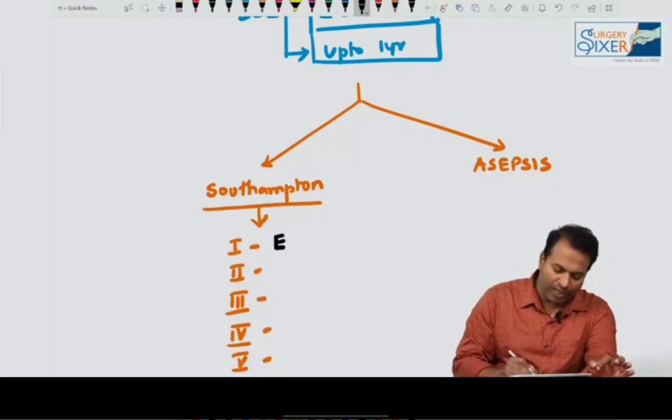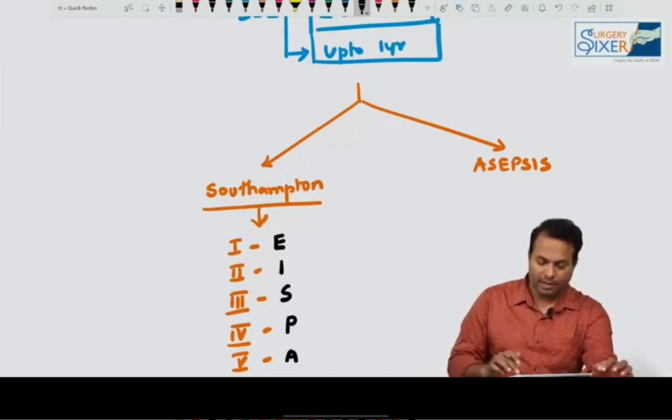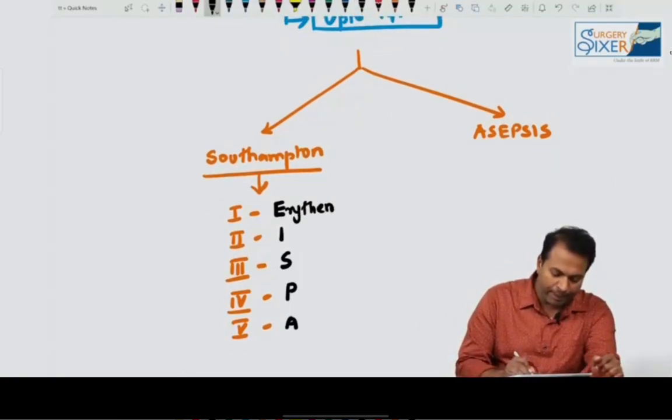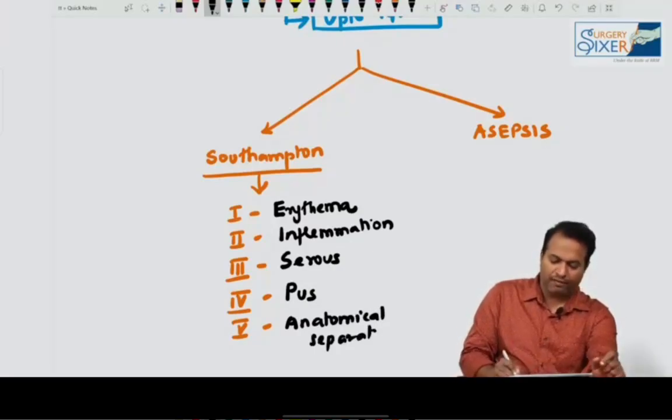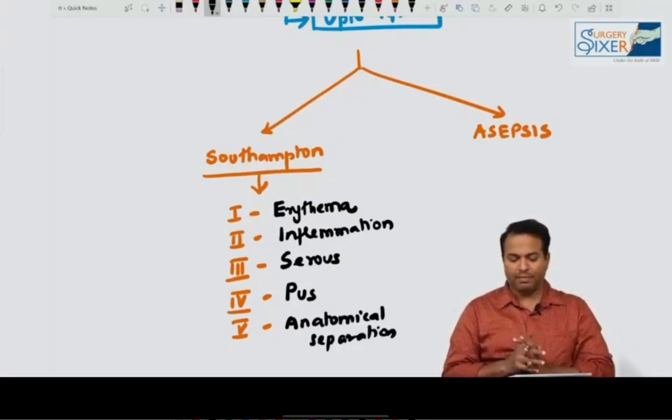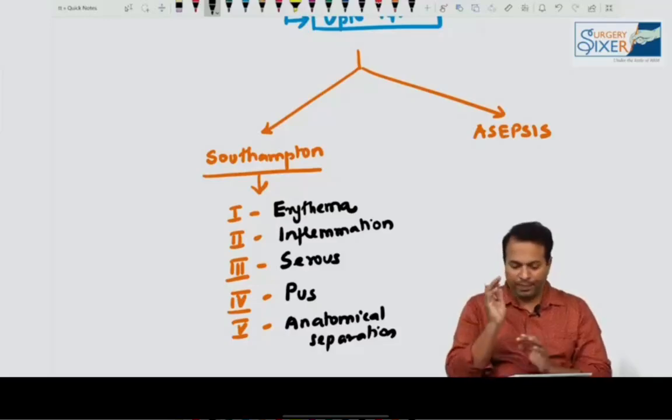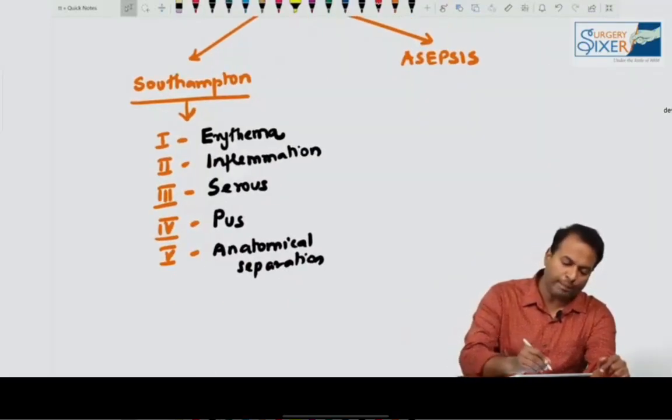I used to remember it with the mnemonic EI-SPA. This is the mnemonic for the Southampton grading system. There will be erythema in the wound, that is 1. There is inflammation in the wound, that is 2. There is serous discharge from the wound, 3. There is pus discharge from the wound, 4. And there is anatomical separation of the wound, 5. So the Southampton scoring system is a very simple grading system: 1 is erythema, 2 inflammation, 3 serous discharge, 4 pus, and 5 anatomical separation of the wound.